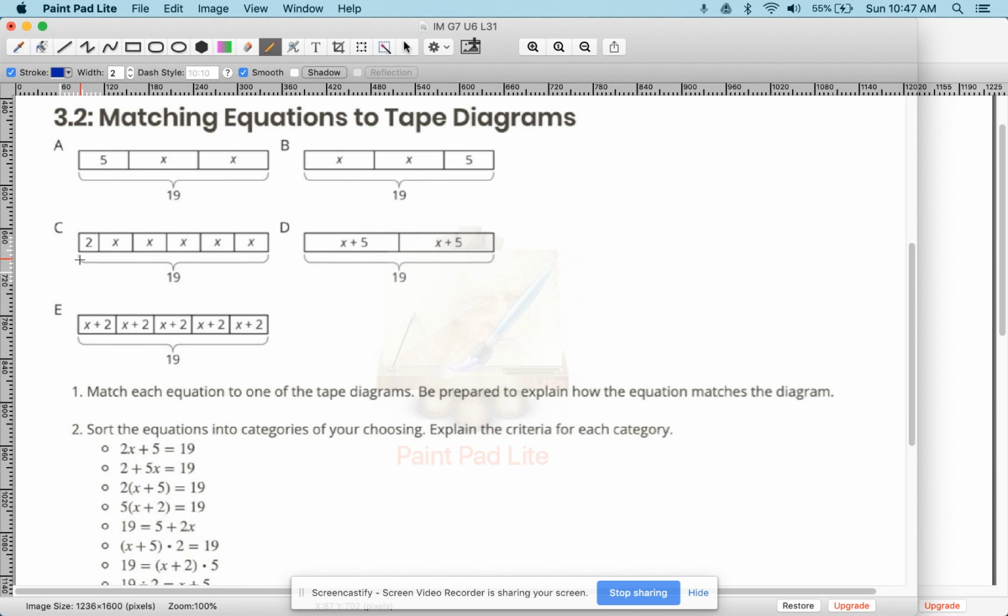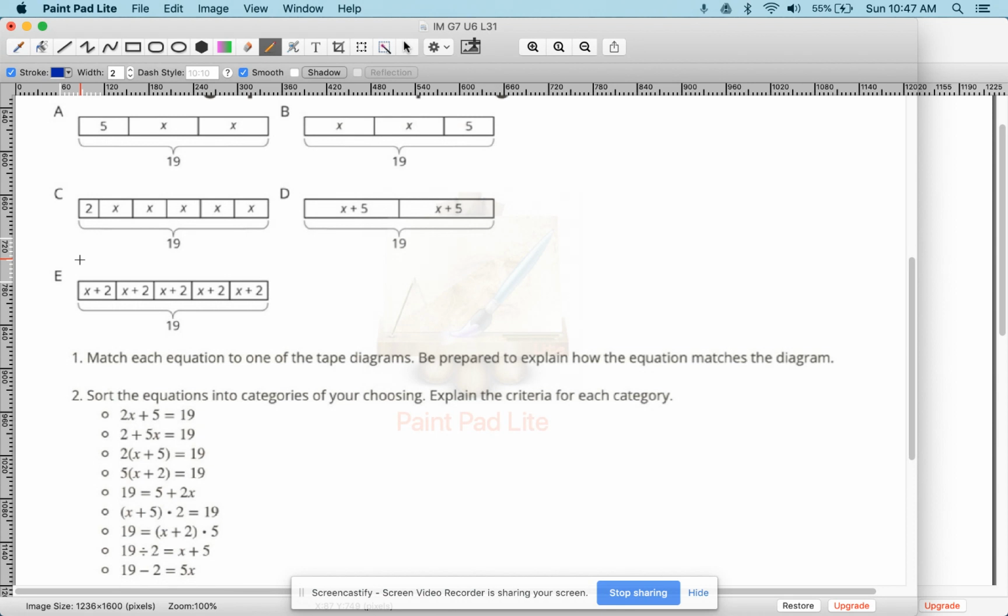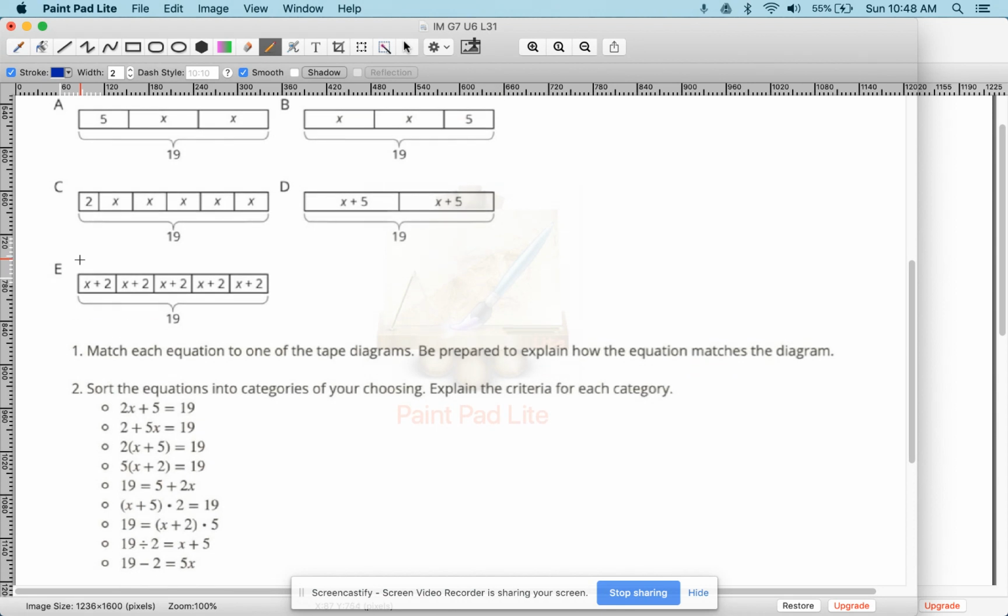And they're going to ask us to match the tape diagrams to the equations down below. So I'm going to get just enough of my screen showing that we can get all of them in there. And they want us to be prepared to explain how the equation matches the tape diagram. So let's look at each equation individually. So we have 2x plus 5 equals 19. So we need something with 2 different x's. And then those 2 different x's are being added to 5, and altogether we have 19.